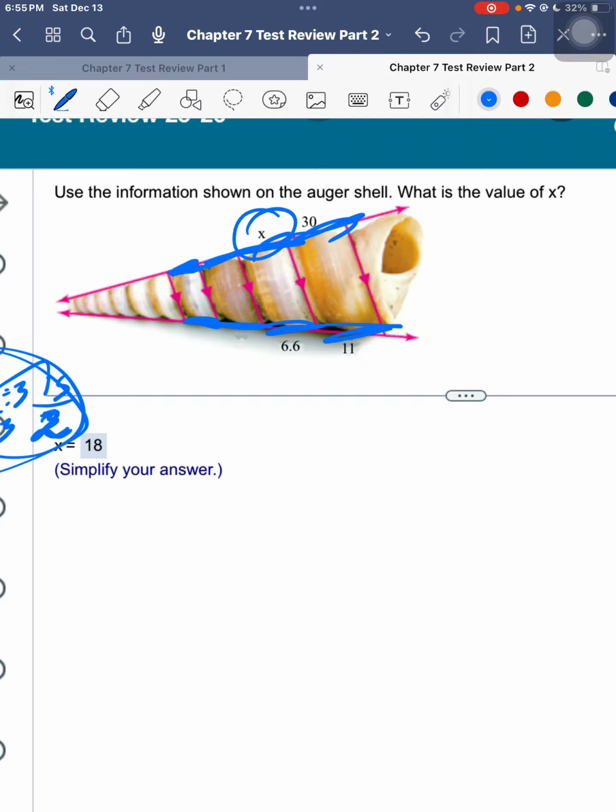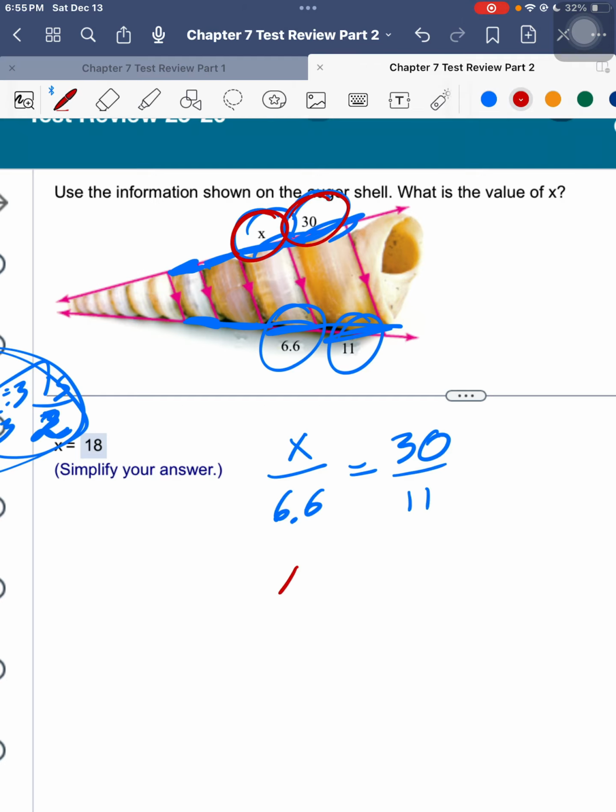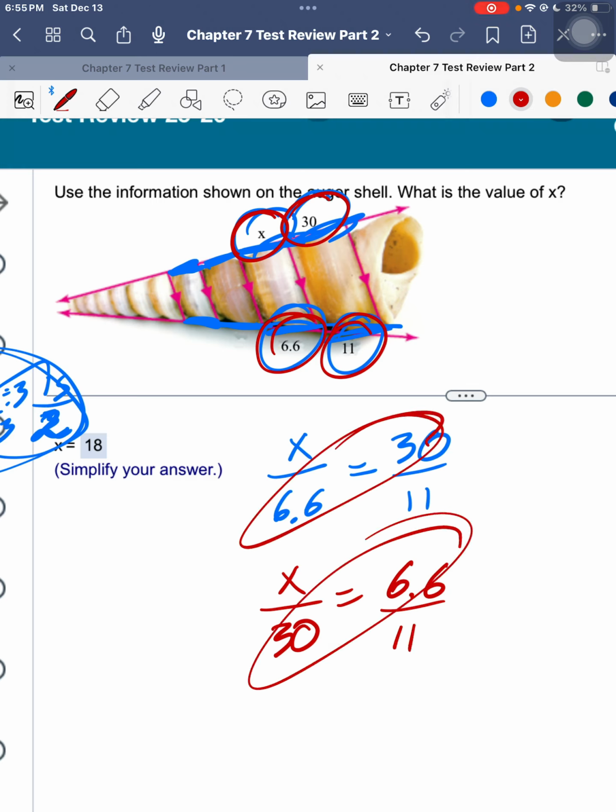So the proportion I can set up is x over 6.6 equals 30 over 11. The other one I could have set up was x over 30 equals 6.6 over 11. There you go. And all I did was switch my means.